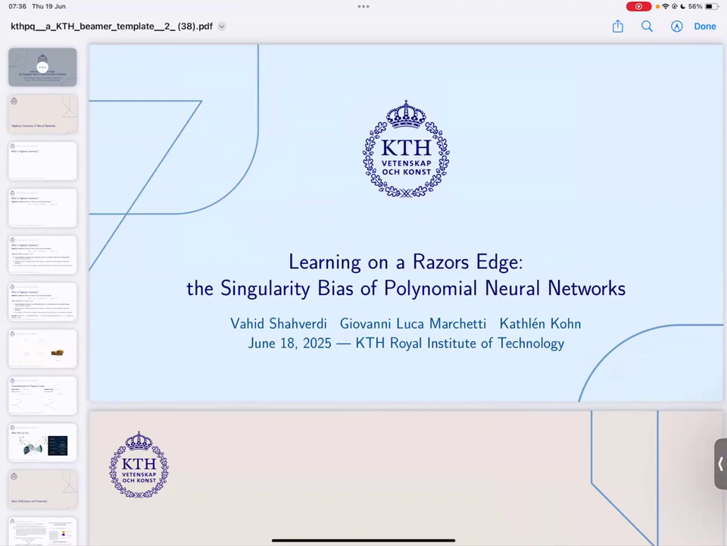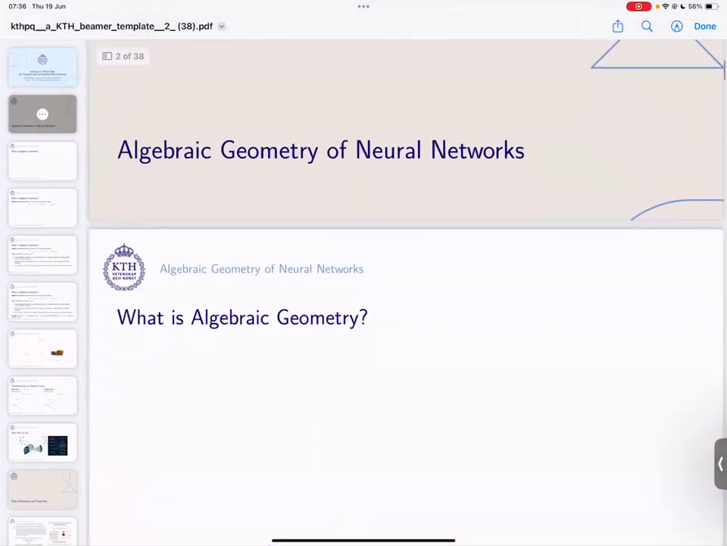What I'm going to talk about today is understanding neural networks with this tool called algebraic geometry. A third of this talk is going to be devoted to understanding what algebraic geometry is and what we can do with it. Also, I need to mention that this last paper is joint work with Giovanni and Kathlén, and they are both on Zoom. So without any further ado, let's see what we have.